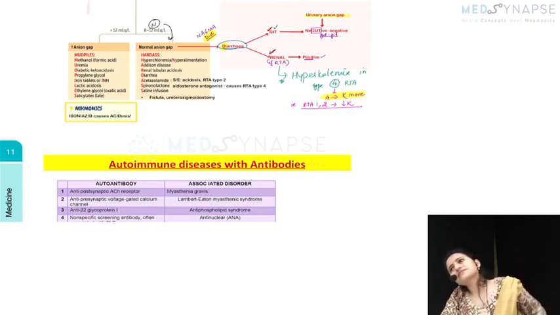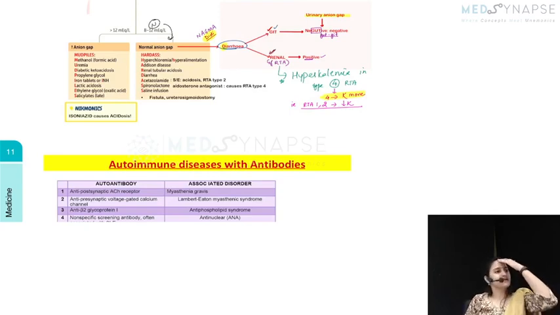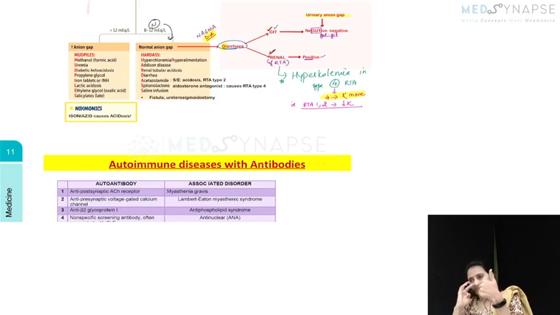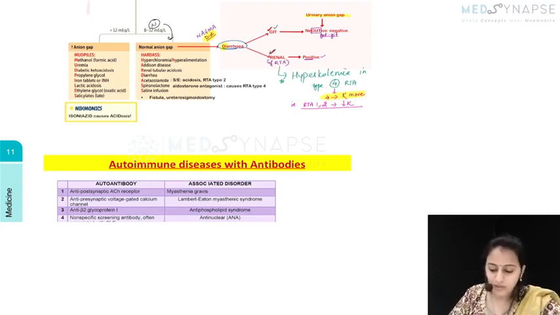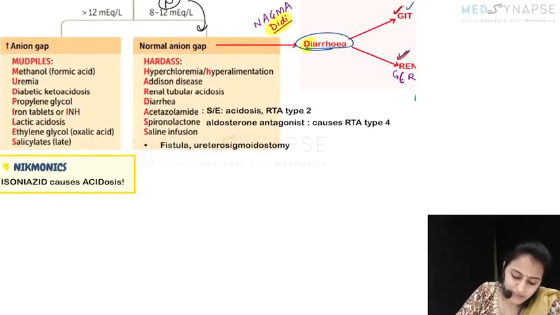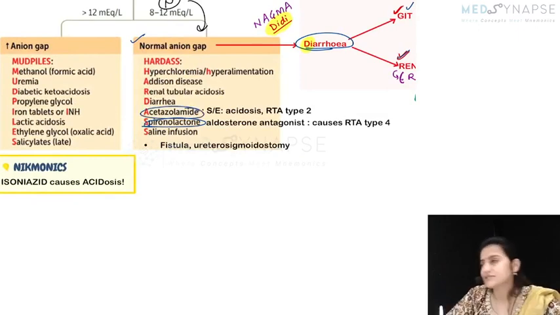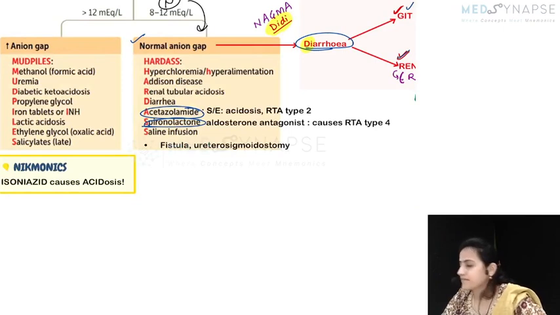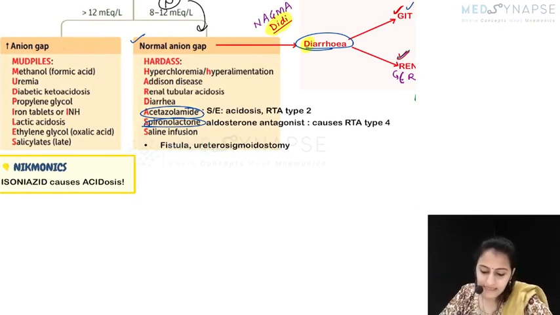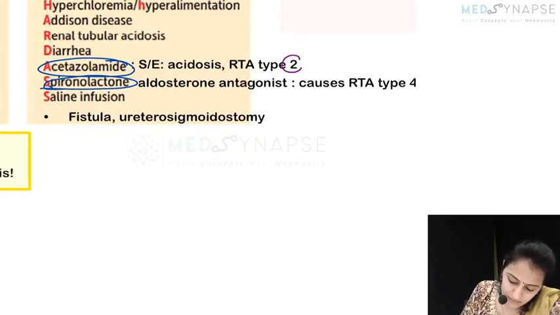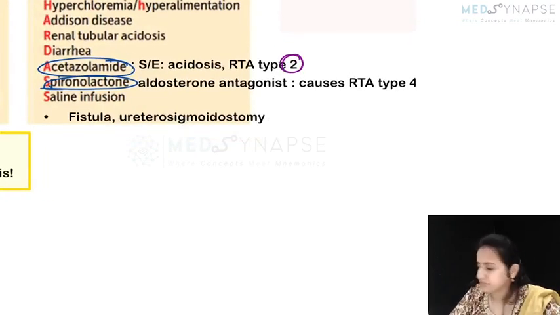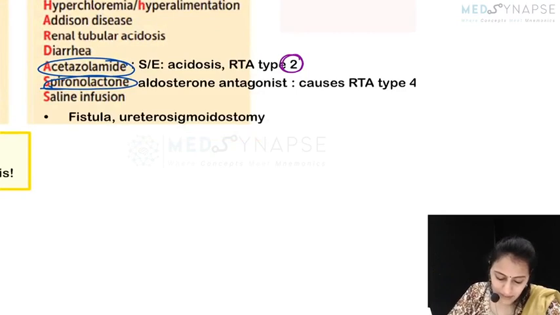Which diuretics we said cause acidosis? कौन सा diuretic acidosis करता है? Acetazolamide और potassium sparing. ठीक है? So acetazolamide, spironolactone basically are your causes of normal anion gap acidosis. So you have spironolactone, you have acetazolamide. So acetazolamide is what RTA type? RTA type 2. Remember, this is RTA type 2.